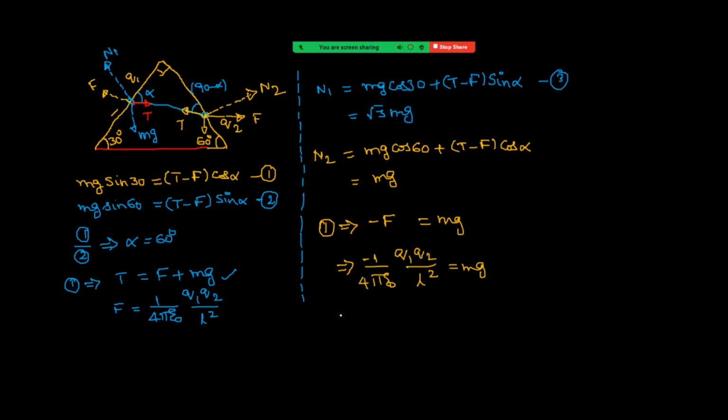So from this, see what we get now. q1 q2 equal to minus 4 pi epsilon naught mg into L square. That minus indicates they must have opposite signs. That means they have to attract each other to maintain equilibrium. Okay, right.